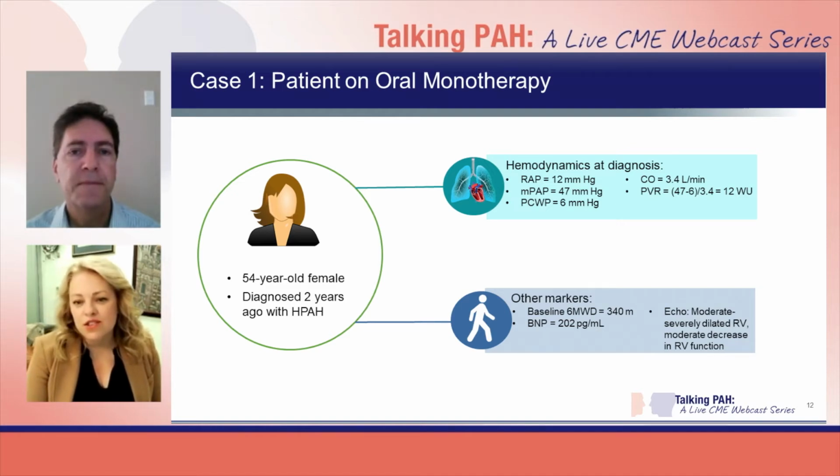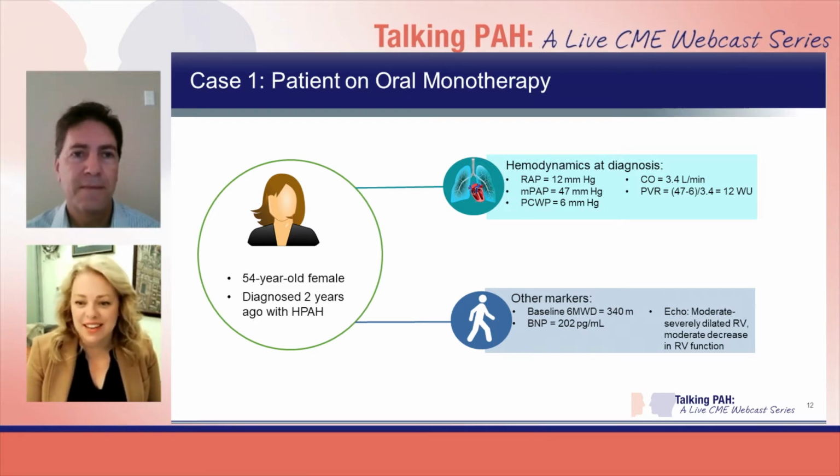So risk-wise, she has some things that are in the intermediate range, but she also has pretty concerning hemodynamics. Right atrial pressure greater than 10 is certainly concerning. Her PVR at 12 Wood units is certainly high by anybody's standards. She has a big dilated right ventricle and decreased function.